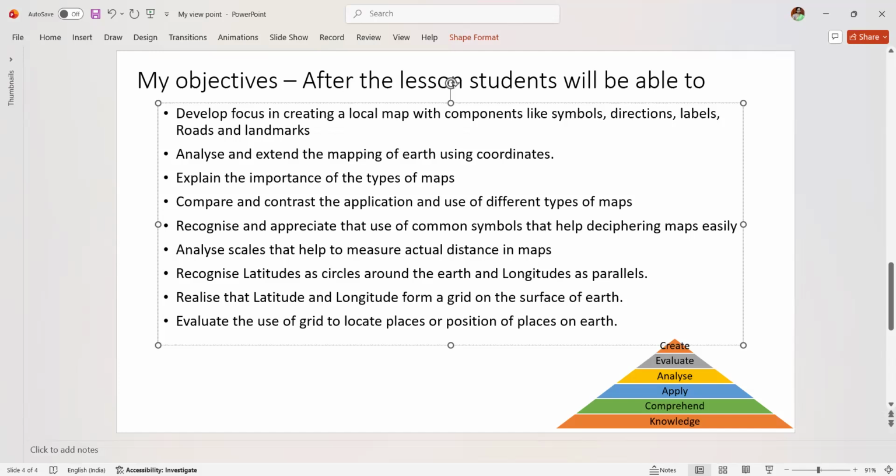Remember, I'm still not going into the topic. These are all subtopics which I would like the student to do. For example, when I use evaluate the grid, I'm going to give them an activity of different places where they will have to tell me where it lies, which latitude it lies on, which longitude it lies on. When I say recognize latitudes as circles, I'm going to tell them how many latitudes there are, what the important latitudes and longitudes are. Then they form a grid pattern on Earth. Then I have gone into how they are going to locate the places or position on the surface of Earth.